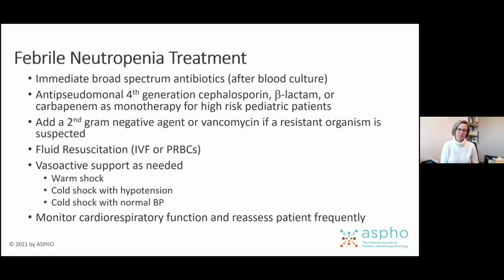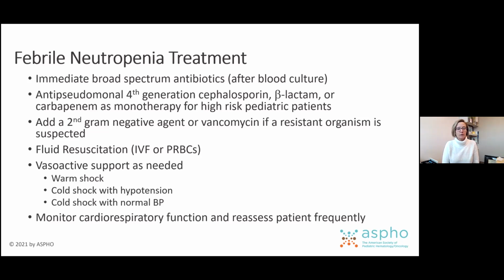These patients often need some kind of fluid resuscitation, whether it be with IV fluids or with red blood cells. And sometimes in the setting of shock, they also need vasoactive support and ICU admission. And the medications used for this will vary depending on if it's warm shock or cold shock, what their blood pressure is, and what the preferred inotrope is in your institution.